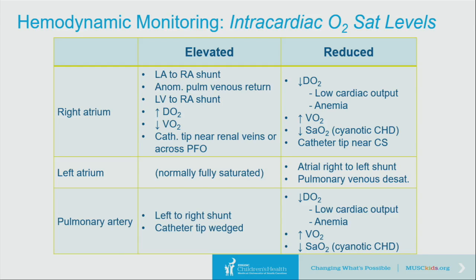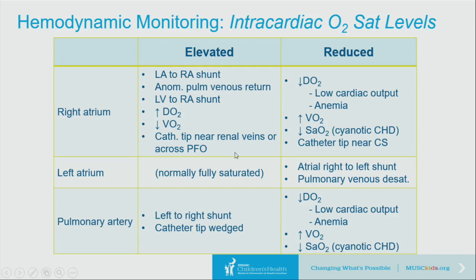If your right atrial saturation is reduced, you start thinking about all the different causes of decreased systemic oxygen delivery that we talked about earlier, or increased oxygen consumption, fever, agitation. If your arterial oxygen saturation levels and content are low in a patient with cyanotic heart disease, obviously your right atrial oxygen saturation levels are going to be proportionally lower.